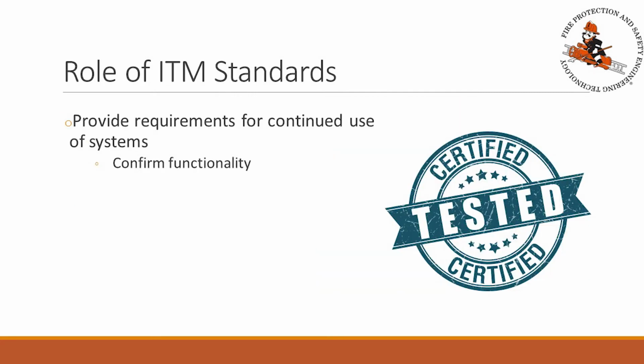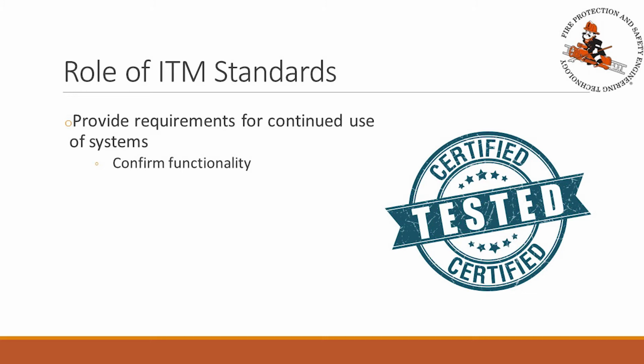The role of inspection, testing, and maintenance standards is different from that of design standards. It helps provide the requirements for continued use of the systems. It continues to confirm the functionality of the systems. You've already talked about the definitions of inspection, testing, and maintenance, but the important thing here is that there are standards out there that provide what the different frequency of those different criteria need to be.